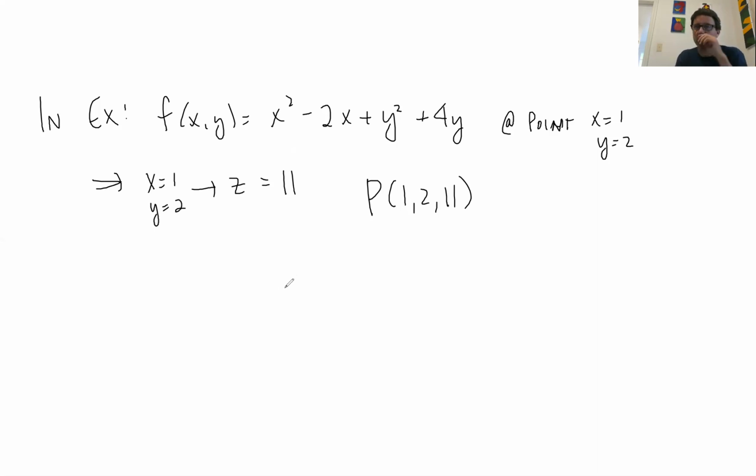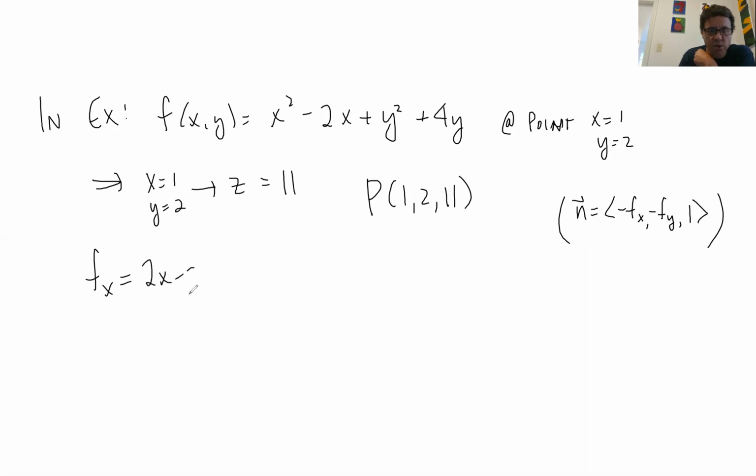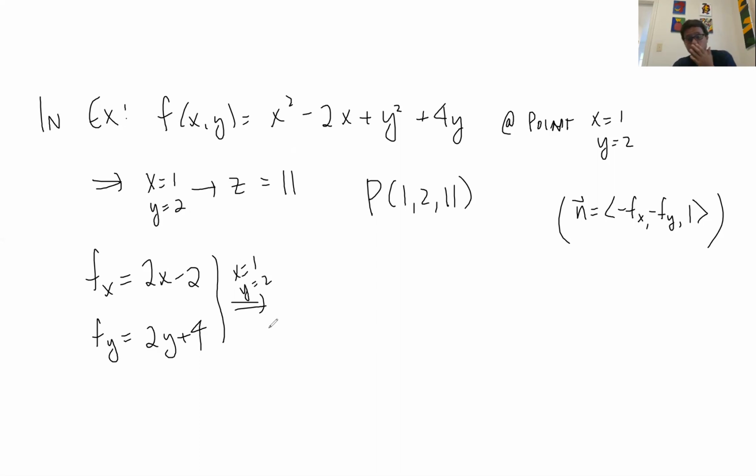Now in the formula, I need to know what the normal is. So I just recall it here. I just told you it's the negative x derivative, the negative y derivative, and 1. That was my previous slide. So recalling that the derivatives are fx equals 2x minus 2 and fy equals 2y plus 4, if I stick in x is 1 and y is 2 to get to the specific point that I'm interested in, then the x derivative will be 0 and the y derivative is 8.